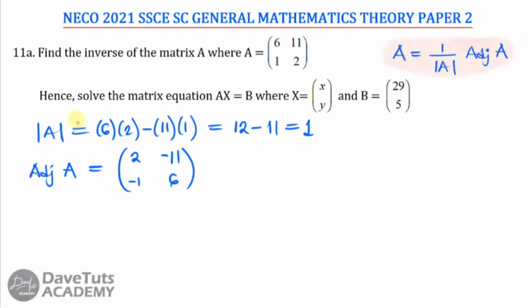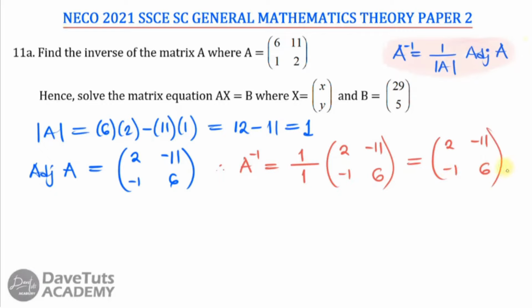So this is the adjoint of A, such that what we are looking for is the inverse of A. So this is not A, this is A inverse, okay? The inverse of A is going to be nothing but 1 over the determinant, which is 1, multiplied by this particular adjoint, that is 2, minus 11, minus 1 and 6. So this is A inverse, and we are good to go.